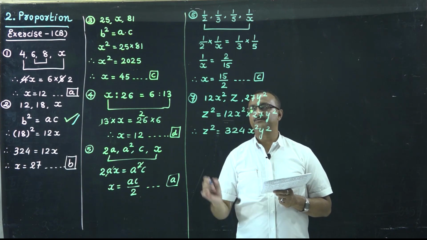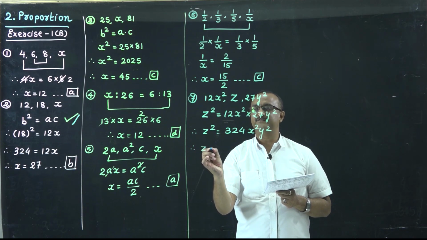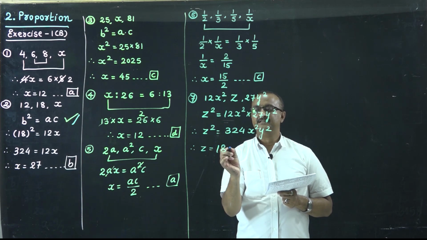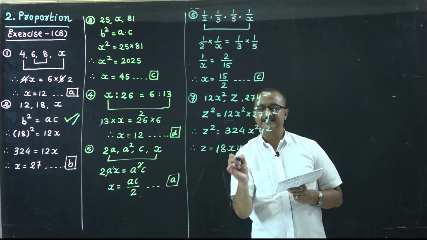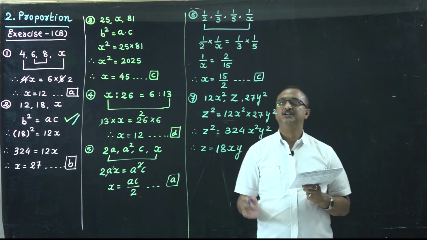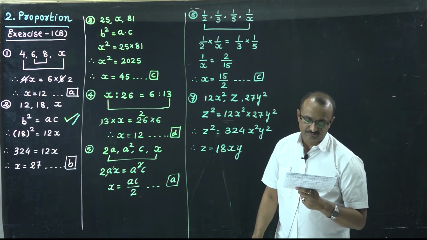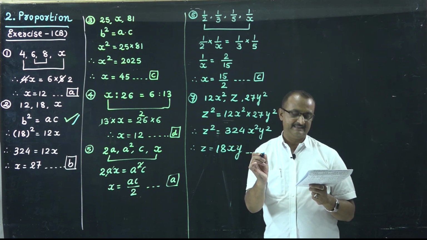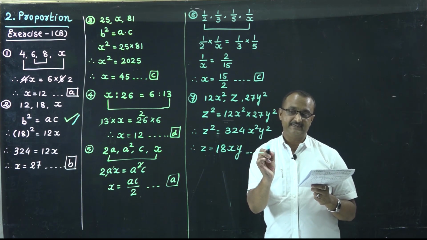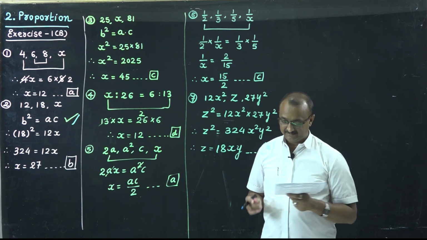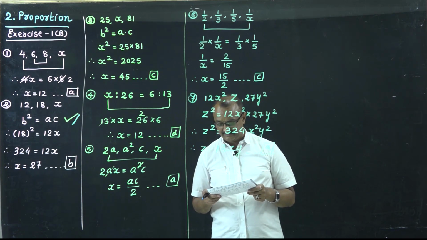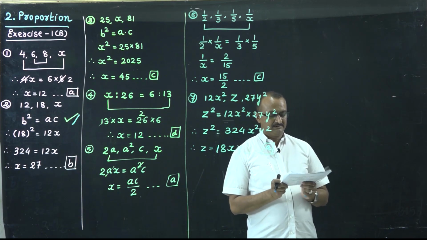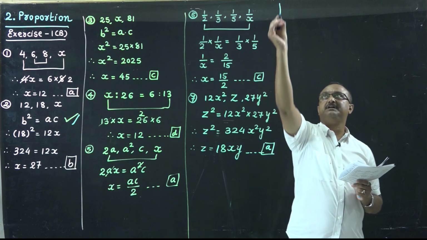Okay, if we take the square root on both sides, what happens? z is equal to under root of 324, which is 18, under root of x square is x and under root of y square is y. So our middle term or mean proportional is 18xy, given in option A, and see in this question also the hint is given below the question. Now question number 8.